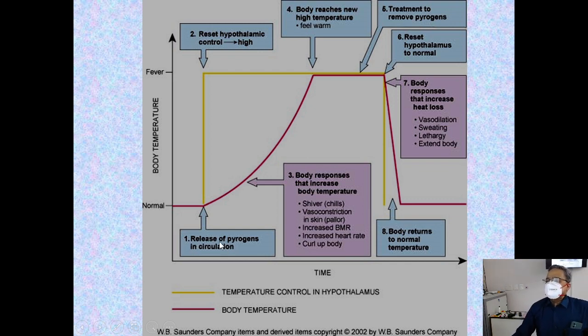So there is release of pyrogens in the circulation. These pyrogens, mostly it means IL-1 and TNF-alpha only. This pyrogen resets the hypothalamus, causing a higher temperature until the reset hypothalamus comes back to normal. So body responses which increase heat loss are vasodilatation, sweating, lethargy, and sleeping a lot. Whereas when you are raising your temperature, you have chills, you have vasoconstriction in skin, so you feel cold. You are mounting a fever, you feel cold. Increased basal metabolic rate, increased heart rate, and you tend to curl up the body.